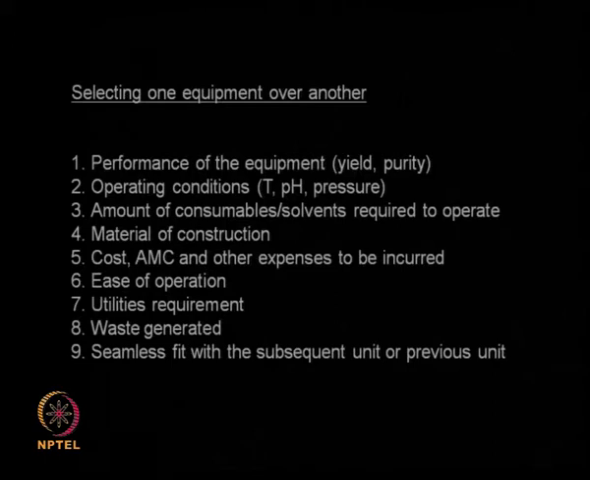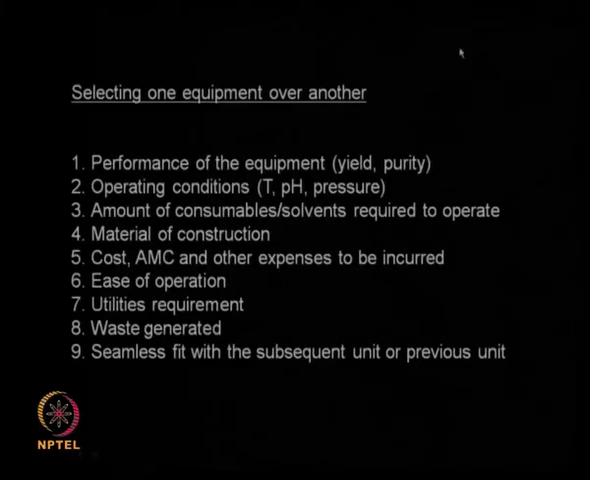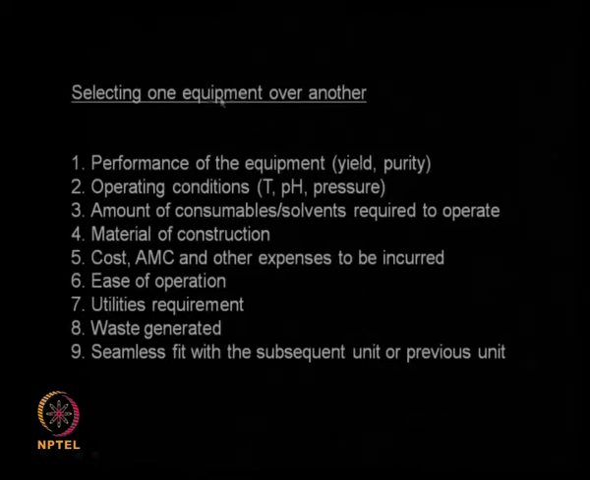For example, if I use a heating element, the product may get charred if it is very temperature sensitive. Sometimes you may go for a chilling equipment instead of heating for separating two different fluids. If they are temperature sensitive, then heating may lead to production of polymer or production of charred product. So purity and yield of the product plays a very important role in selection of the equipment.